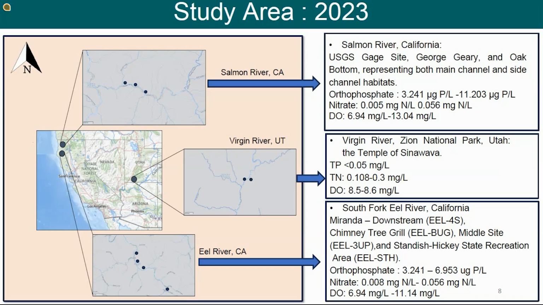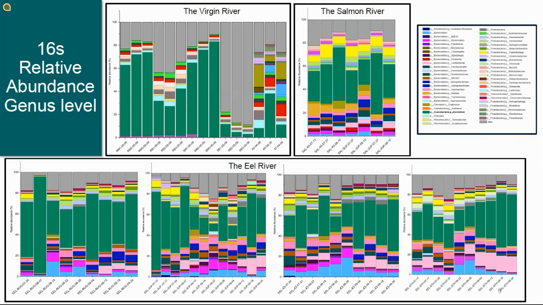Another big question is what these benthic mats are made up of. For that, we extracted DNA and did 16S sequencing. Here we are looking at the microbial community at the genus level. As you can see, in all rivers the most abundant band, the same band present everywhere, is dark green. It is related to cyanobacteria Phormidium.